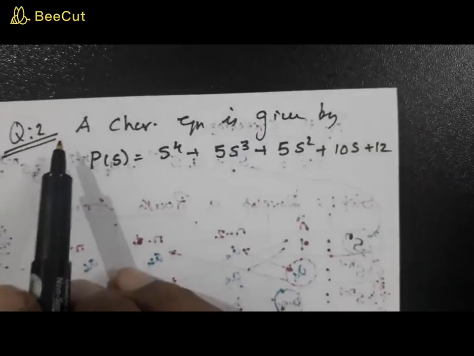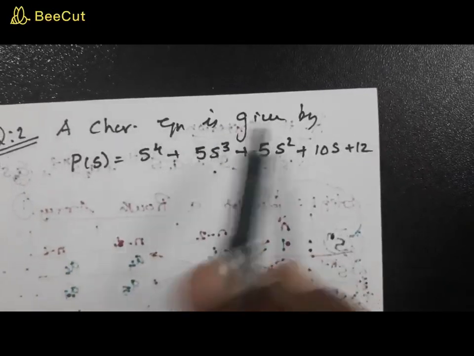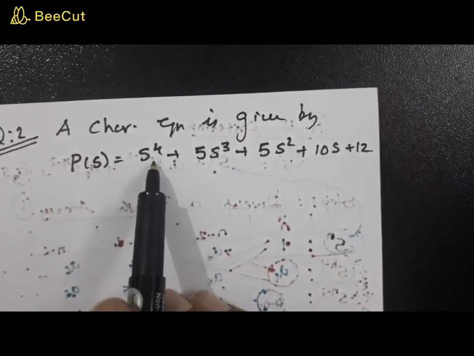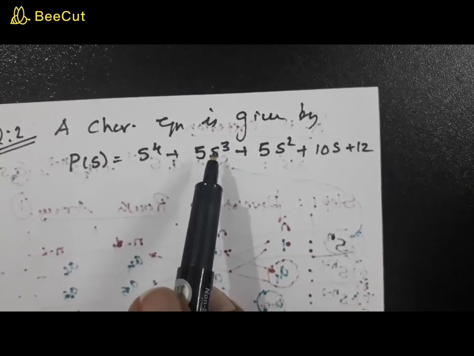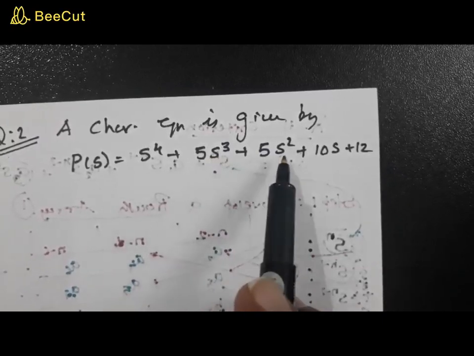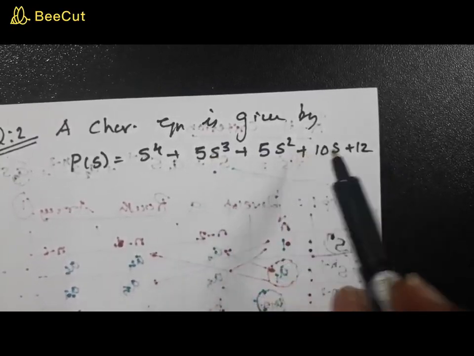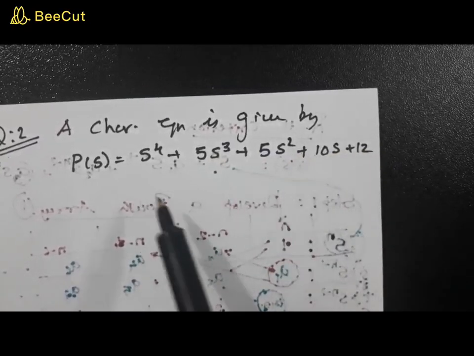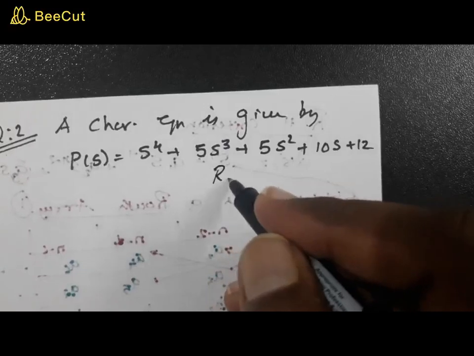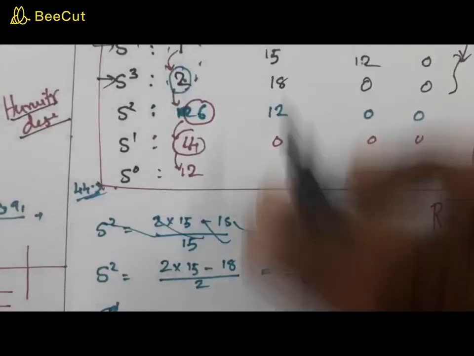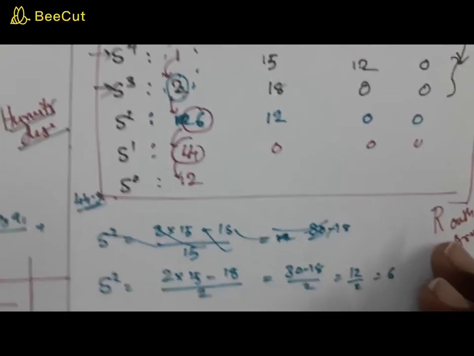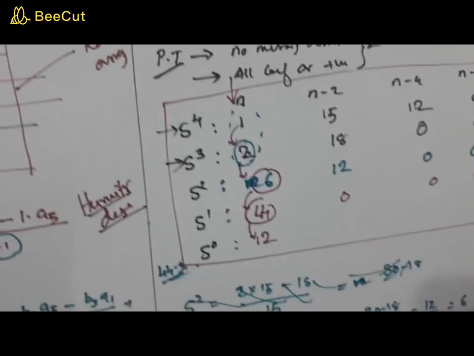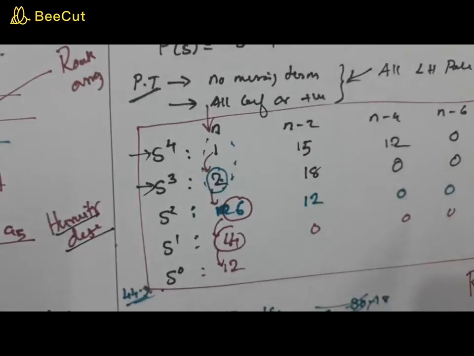So question number 2, you may take down this question. A characteristic equation is given by P of s is equal to s raised to 4 plus 5s cube plus 5s square plus 10s plus 12. Check whether the system is stable by applying the Hurwitz criterion. Okay, you may just proceed as we have proceeded in this question, and you may do it by yourself, and we'll be discussing the answer during the discussion time, today itself.